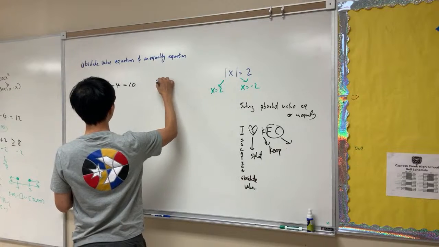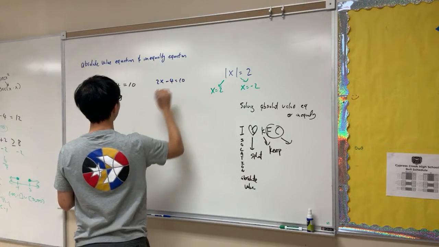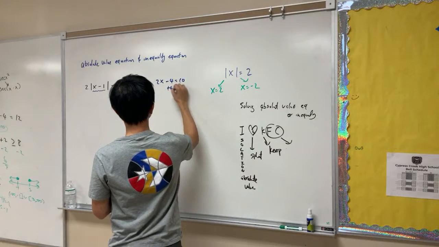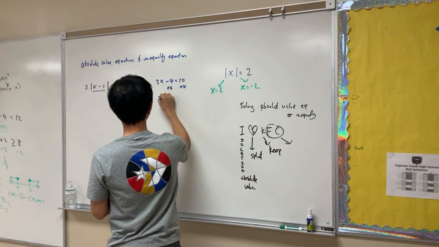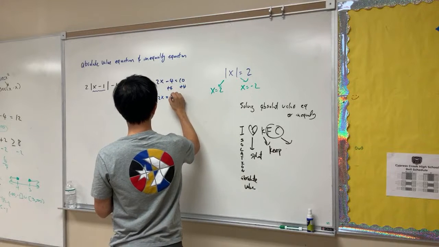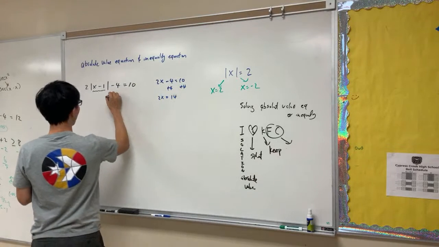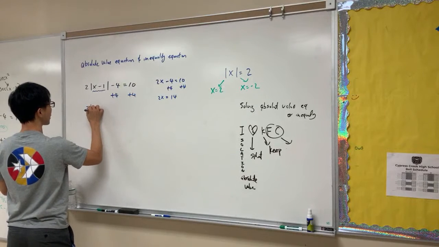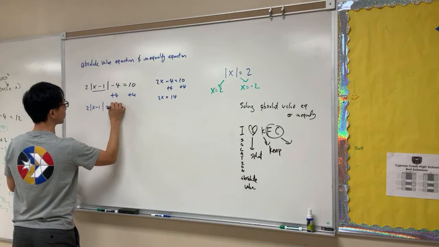So think about it. You have 2 times the absolute value minus 4 is equal to 10, right? What's the first thing I need to get rid of? The 4, right? So pretty much I'm going to add 4 on each side. So that's going to be 2 times the absolute value of x minus 1 is equal to 14.